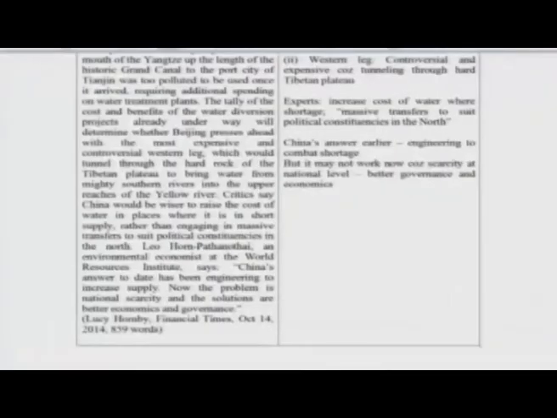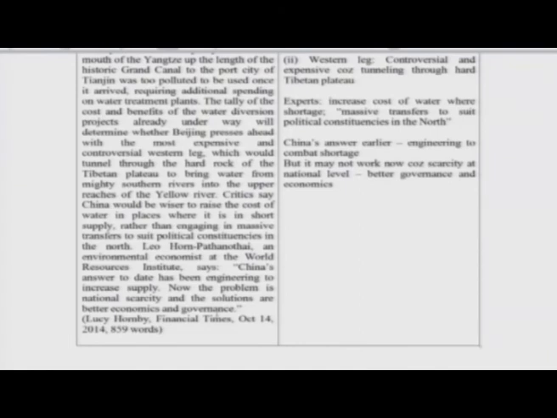Then the writer ends this with a quote from an expert. China's answer to date has been engineering to increase supply to address a shortage of supply. So, if there is a shortage of some product, just increase its production, bring in more engineering solutions, but this is not going to work because this is scarcity at the national level. And now the solutions are better economics and governance, not these engineering solutions.